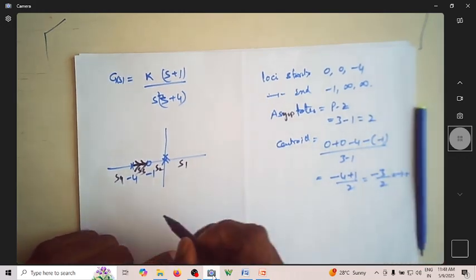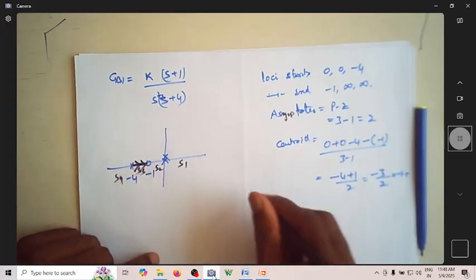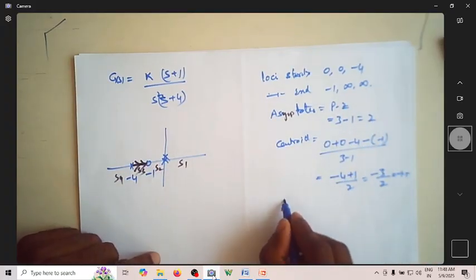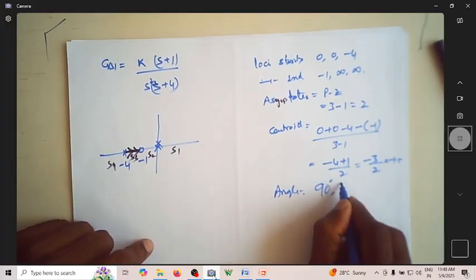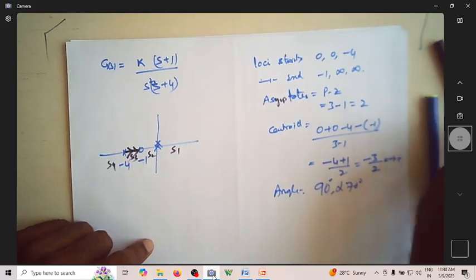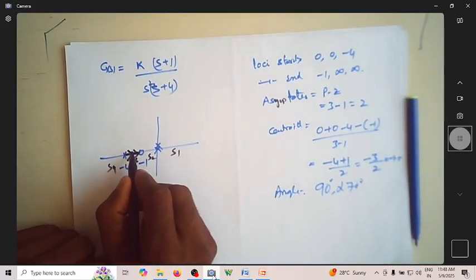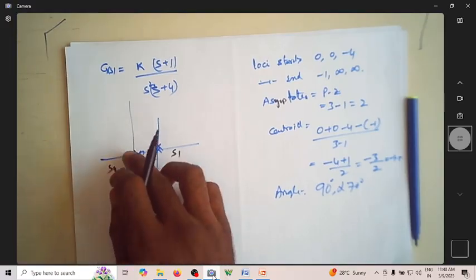So you have an asymptote. What are the angles of asymptotes? They are 90 degrees and 270 degrees. So you have asymptotes at minus 1.5, here and here. These are the two asymptotes.